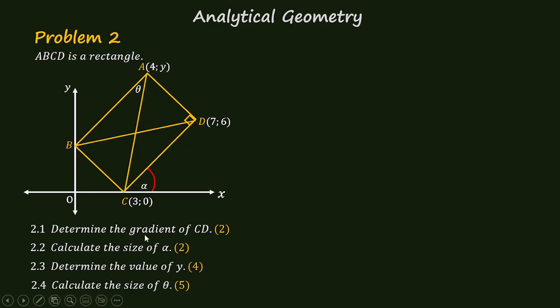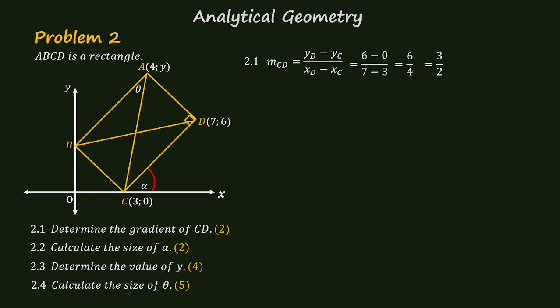Now, the first one, they want us to calculate the gradient of the straight line CD. And here we have all the information we need. We have the coordinate values for C, we have the coordinate values for D. So all we have to do is to find the change in y over the change in x and find the gradient, which will be 3 over 2. So the gradient of the straight line CD is 3 over 2. Now they want us to calculate the size of the angle theta.